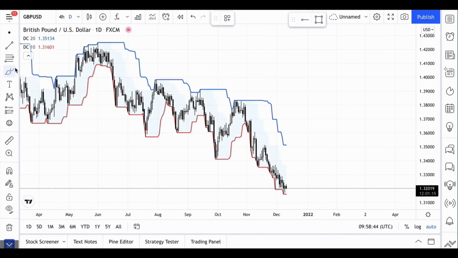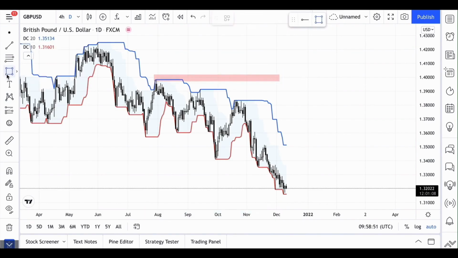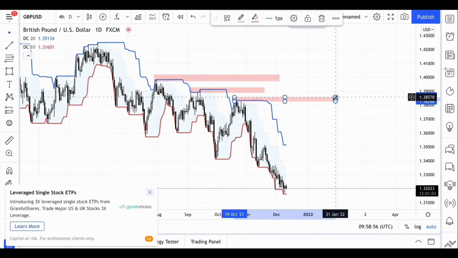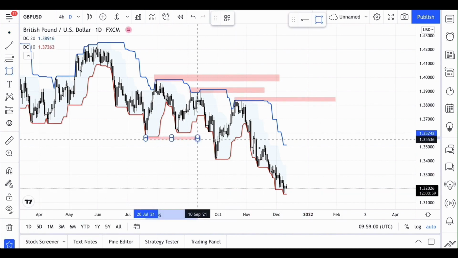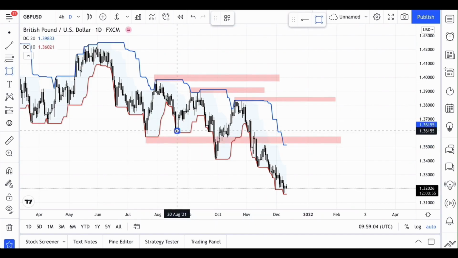So if it's a high point, what we're going to do is draw our resistance line. So I recommend you do it like this. Here, this is the highest point, here as well, and here too. It's the same for the lows. So I really draw them as if they were supports and resistances. That's what you need to do.